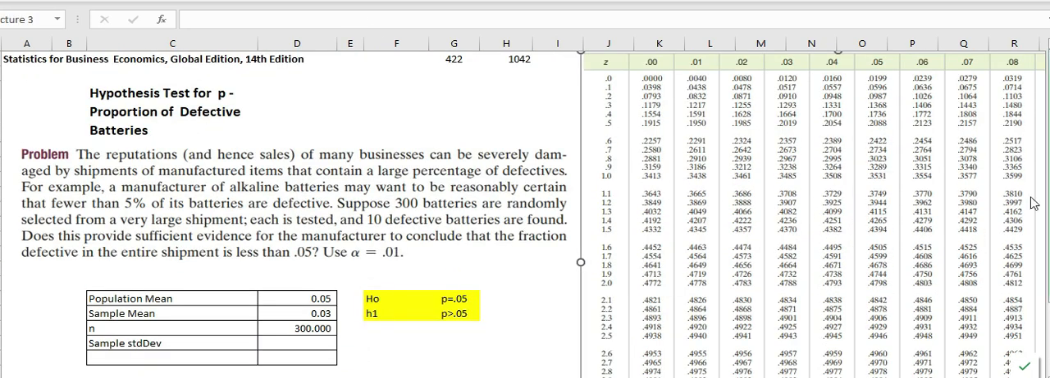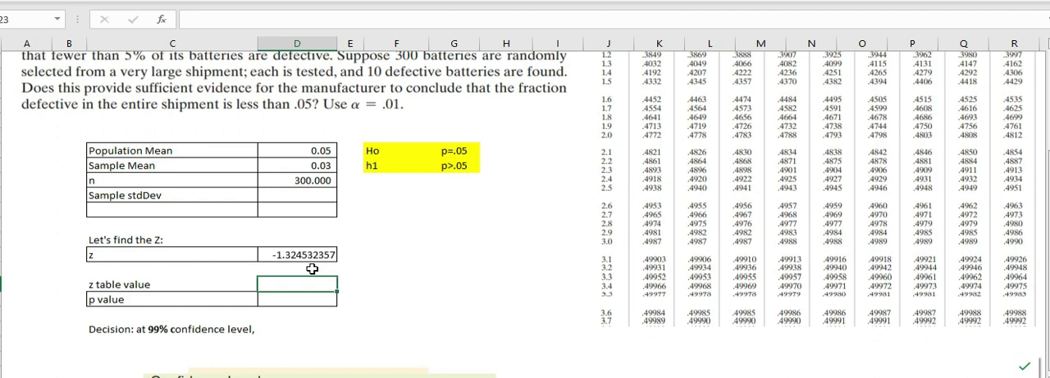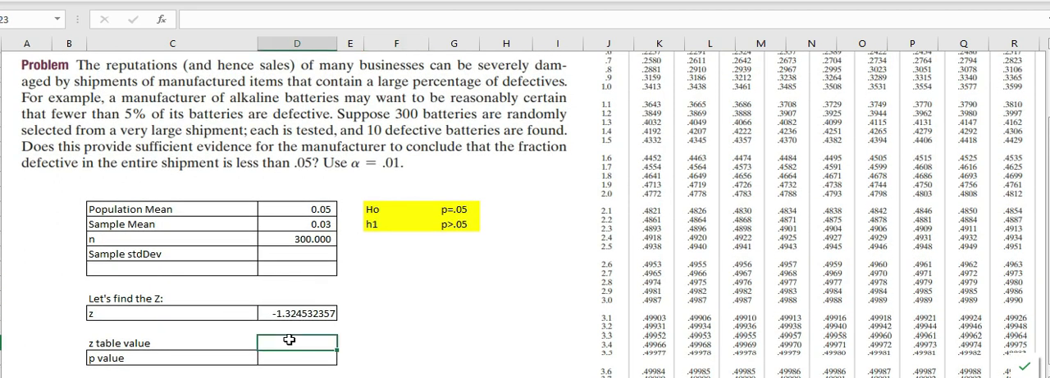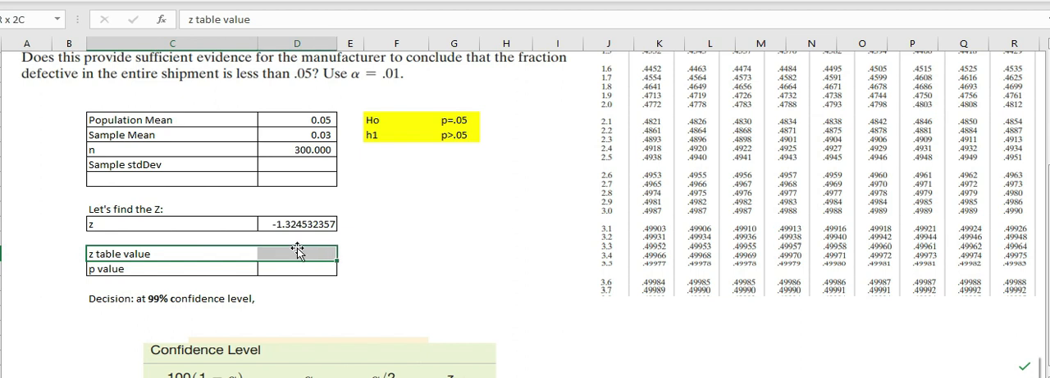Now that we have 1.32, we check the z-value. I have the z-table here. Since it's 1.32, we look for 2 as the second decimal value, and we look for 1.3. So 1.3 and 2 is 0.4066. You just have to put that in here. How to get the p-value? You just have to subtract that from 0.5. So the p-value is 0.09.